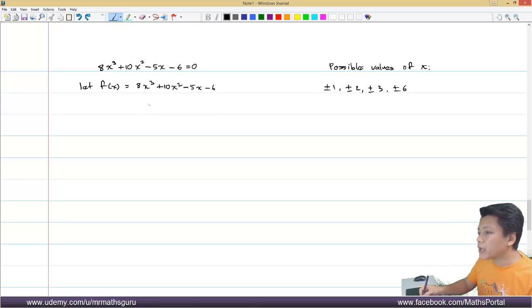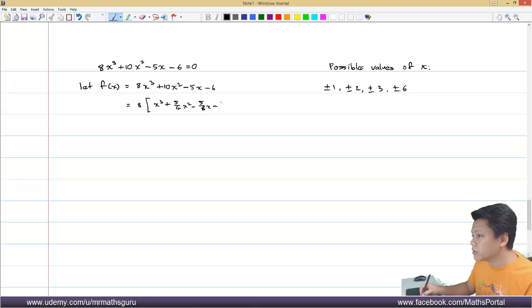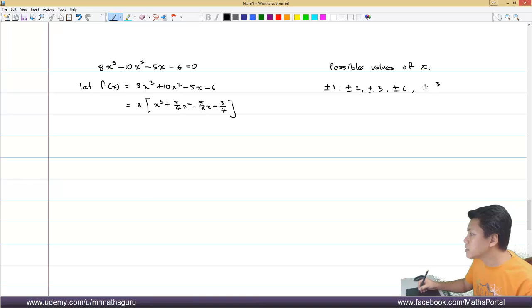But what makes it more complex is that if we factor out 8 and put everything else in the square bracket, then it's going to be x cubed plus 10 over 8, which is 5 over 4, x squared minus 5 over 8, minus 6 over 8. 6 over 8 is 3 over 4. If you look at this, then suddenly you notice that there are more possible values of x here. Another possible value is plus minus 3 over 4.